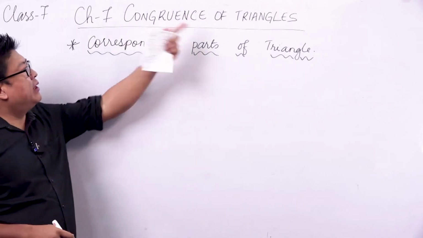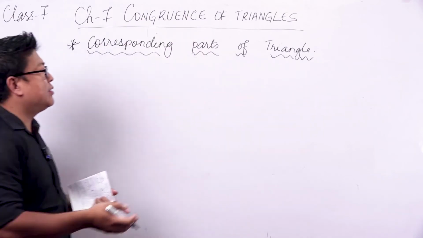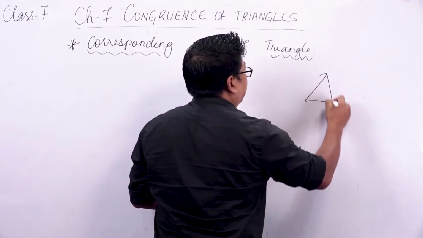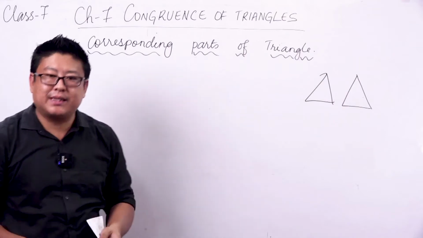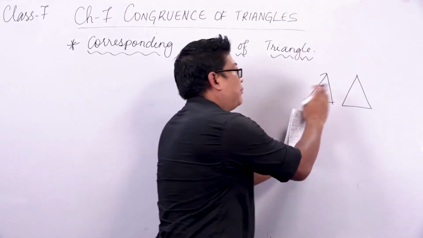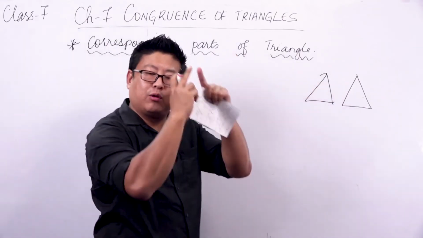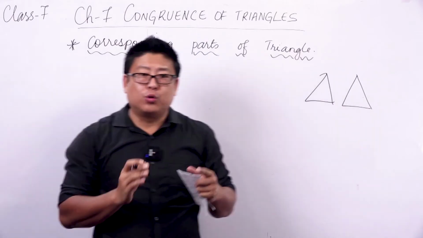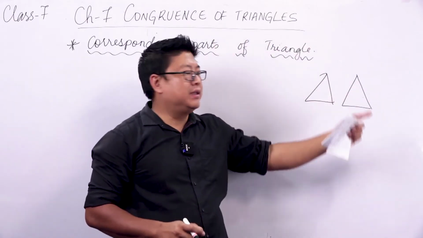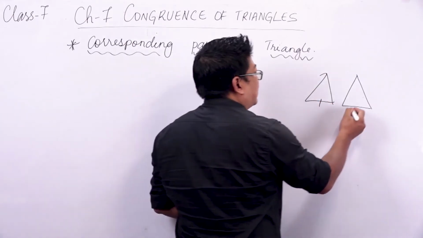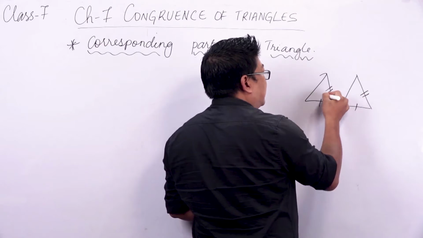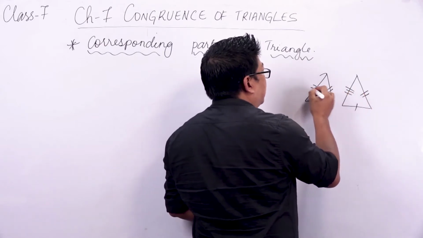Now, in congruence of triangles, it simply means two triangles are equal, the same. They look the same, same shape, same size. You can put one over the other, and they'll look as one. So congruence of triangles means these two triangles are the same. This side is equal to this. This side is equal to this. This side is equal to this.